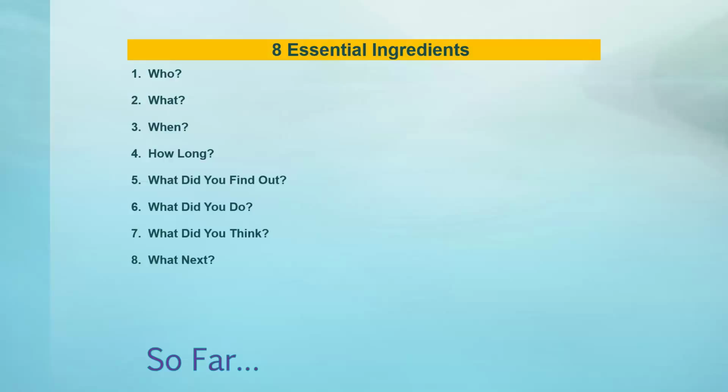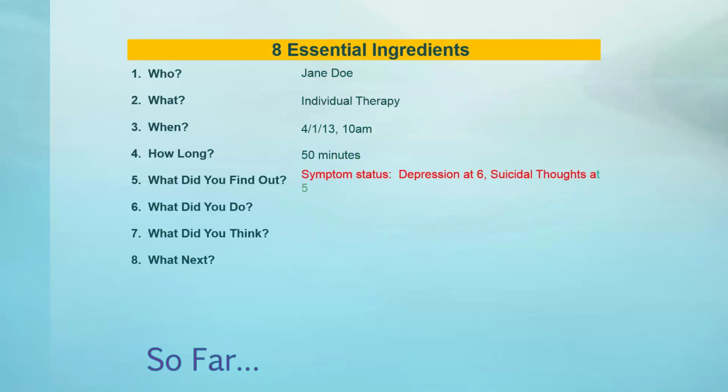What's left? Let's take a moment to fill in the ingredients we know so far for Jane's progress. As you can see, by now you've got 5 out of 8 ingredients covered. Your symptom measurement plan got you most of what you need for ingredient 5. Look at this quick way to write it. So let's get you quickly through the last 3 ingredients.